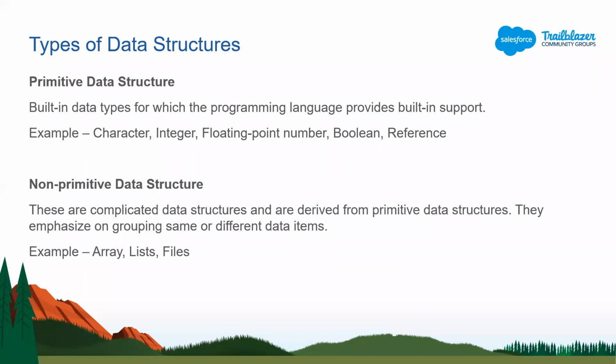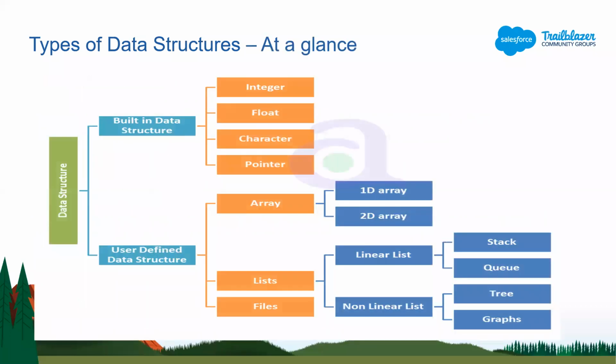And then there comes the non-primitive data structure. These are the complicated data structures, which are a combination of the primitive data structures. For example, we must know that we have an array, which is a collection of primitive data structures, say integers. So an array can be a collection of 5 integers, which are 1, 2, 3, 4, 5. We have lists in the non-primitive data structures, then files. Now moving on to the next slide.